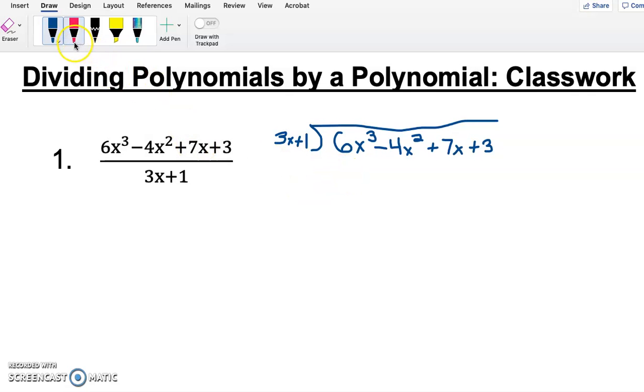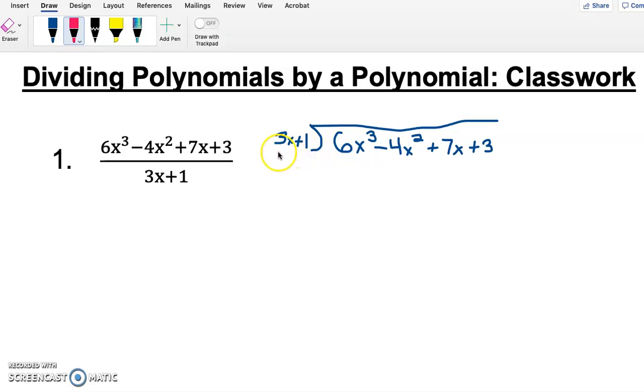All right, we are ready to begin our long division. And remember that we're looking for our quotient. When we're dividing out this polynomial, our result is going to be our quotient. It's going to tell us what 6x cubed minus 4x squared plus 7x plus 3 divided by 3x plus 1 is.